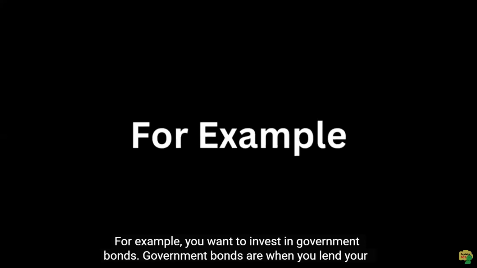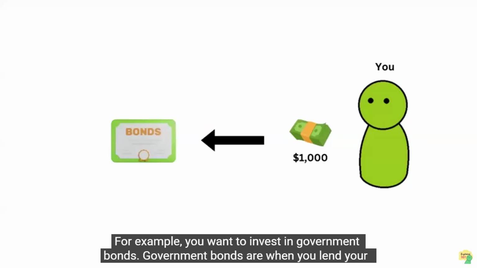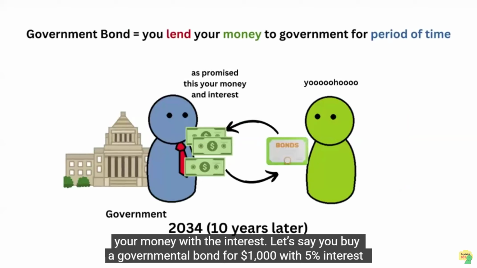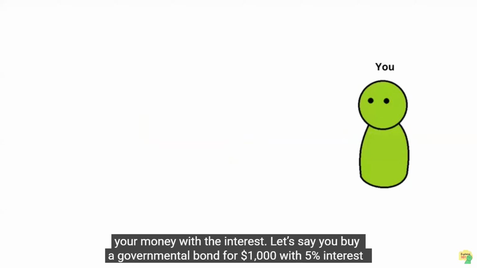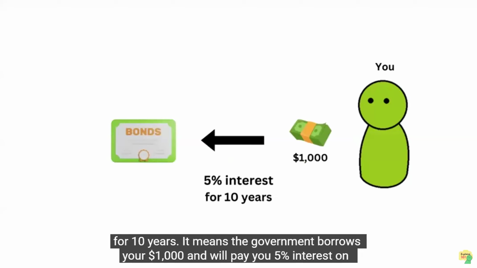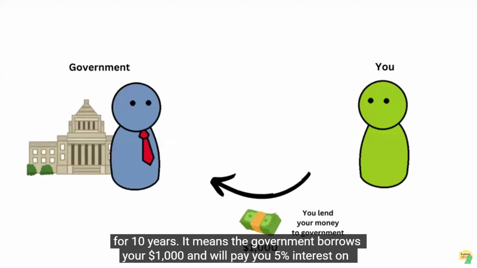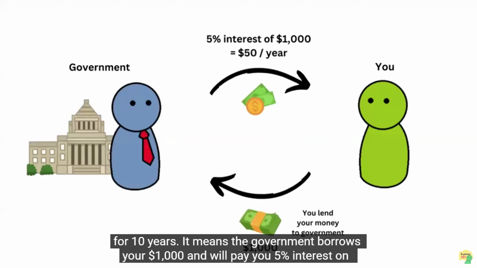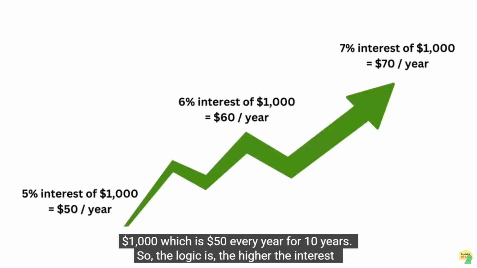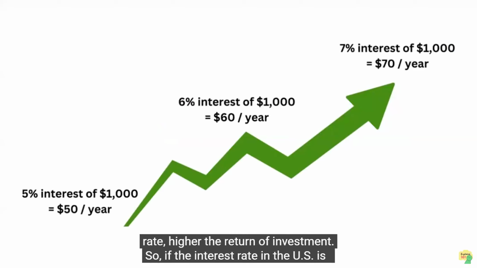For example, you want to invest in government bonds. Government bonds are when you lend your money to the government for a set period of time, then the government will return your money with the interest. Let's say you buy a governmental bond for $1,000 with 5% interest for 10 years. It means the government borrows your $1,000 and will pay you 5% interest on $1,000, which is $50 every year for 10 years. So the logic is, the higher the interest rate, the higher the return on investment.